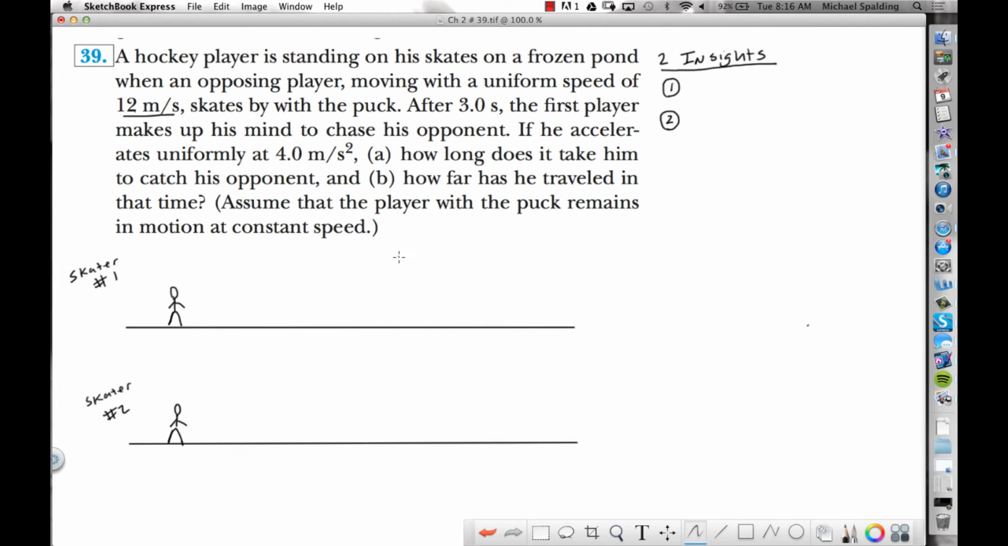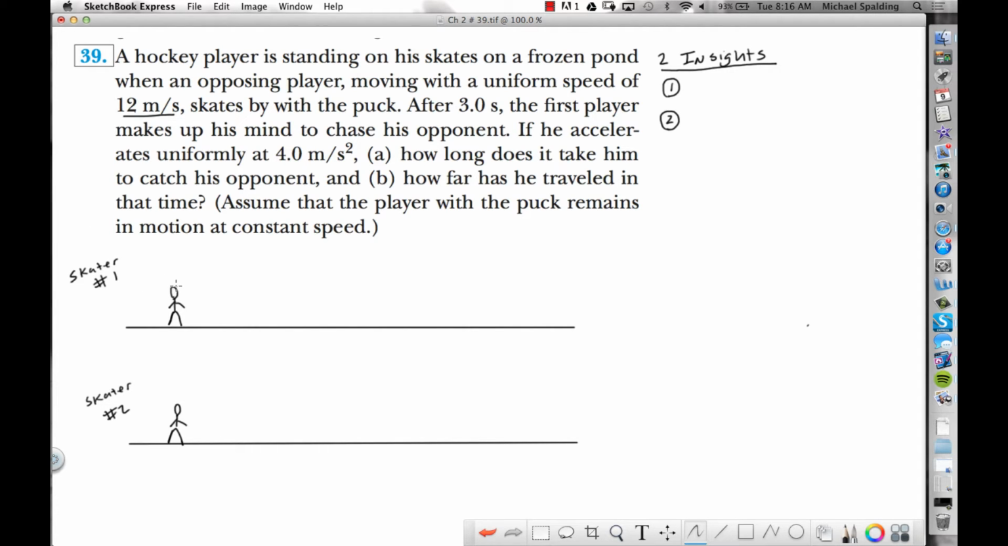Right, number 39. So we have two hockey players. One hockey player is in motion. The other hockey player is standing there at rest. Okay? So what you want to do is take the information given in the problem and put it onto a diagram so you can see it clearly.